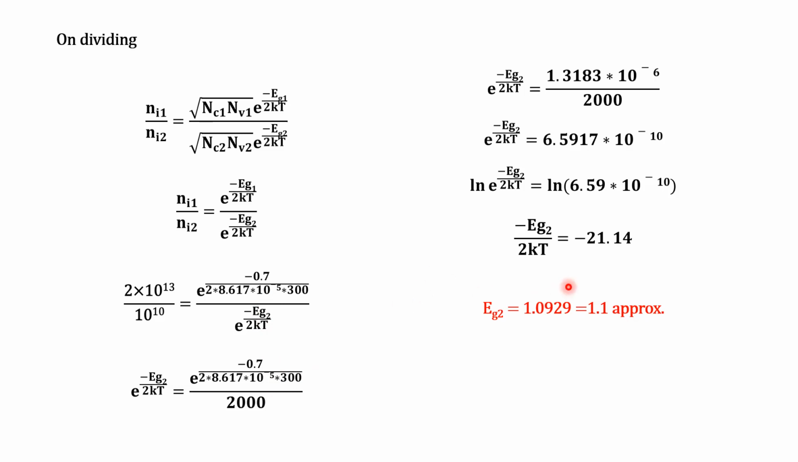So we will get approximately 1.1 electron volt. So I hope it's clear now. Yes, ma'am, it is clear. Whenever you're doing things related to e power something, better to take log on both sides. Because when you take log on both sides, this ln will go, this e will also go, and only the constant will remain.